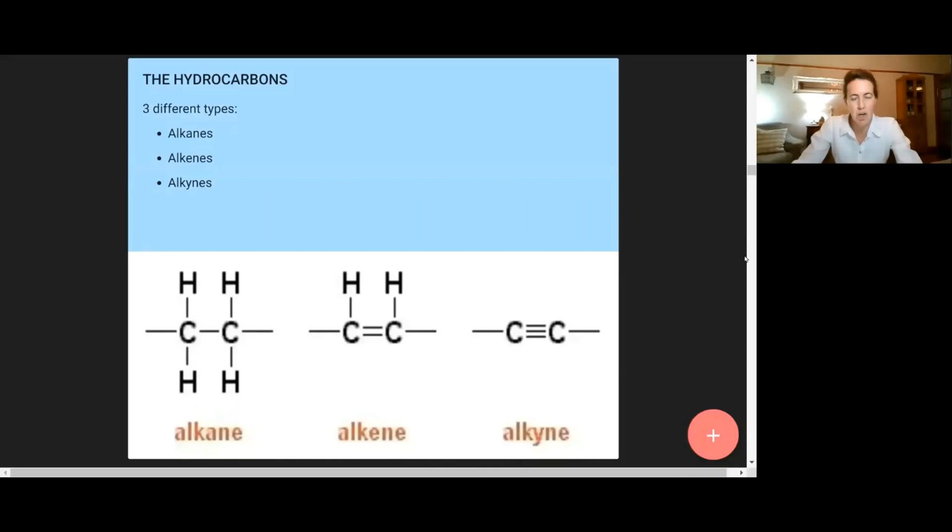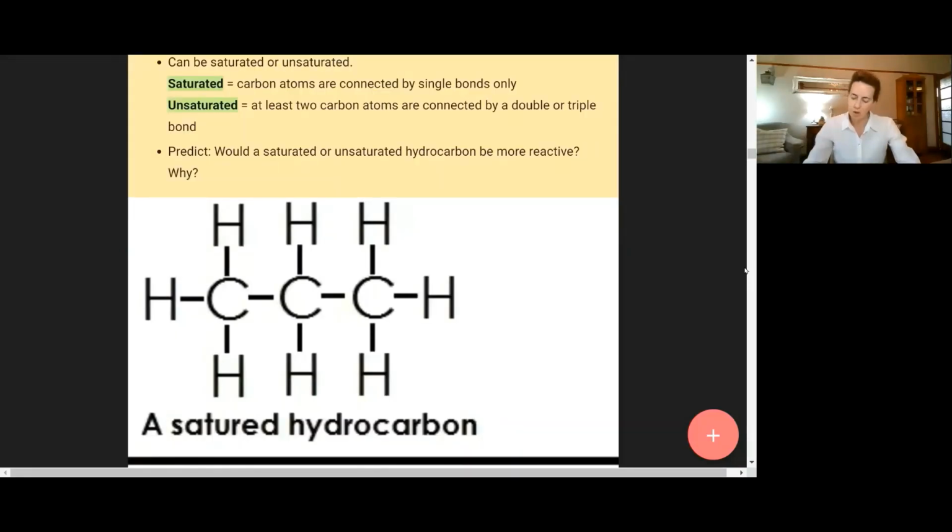There are 3 main types of hydrocarbons, namely alkanes, alkenes, and alkynes. The alkanes have only single bonds between the carbon atoms, while the alkenes have at least 1 double bond between carbon atoms, and alkynes have at least 1 triple bond between carbon atoms. This compound here is an example of a saturated hydrocarbon because it only contains single bonds between the carbon atoms.